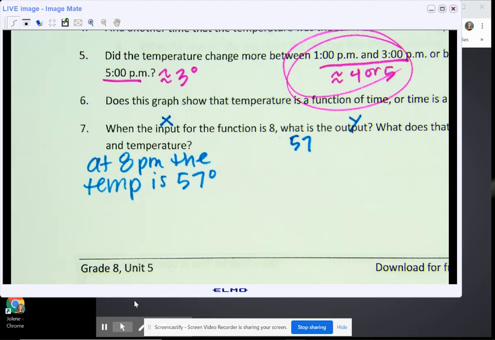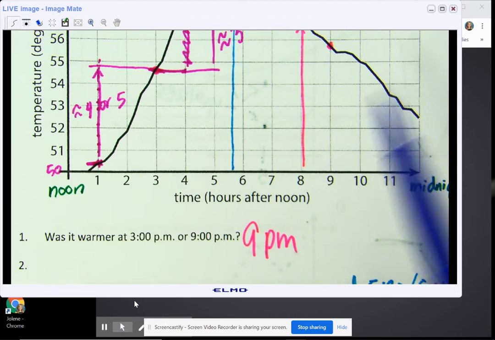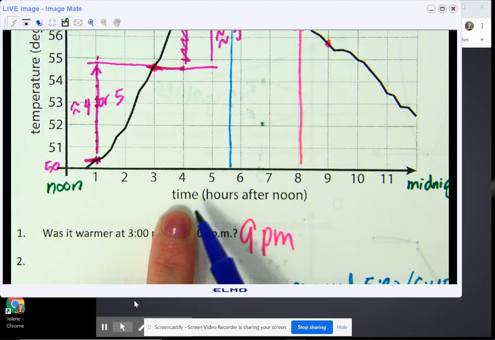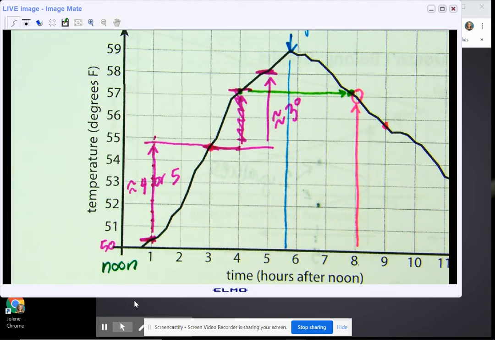That's where they get to interpret what this means. What does it mean for the input to be 8 and the output to be 57? Well, that means at 8 o'clock, it's 57 degrees. And the reason I know that is because I just looked at the graph. My input is 8. My input is time. When the time is 8, the temperature is 57. So I just used all the info it tells me on the graph.